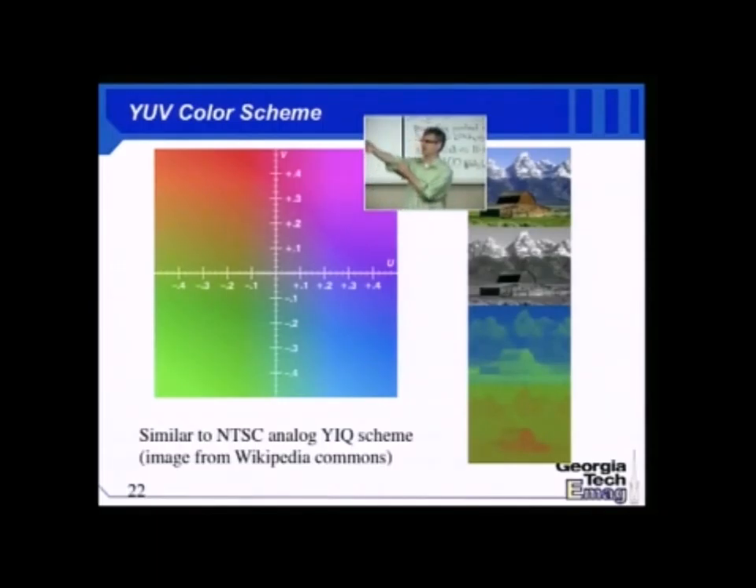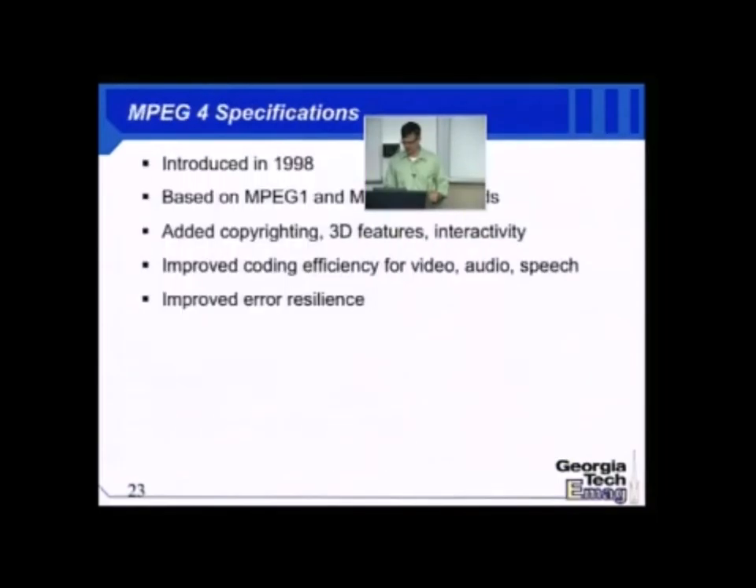And there's a conversion scheme for partitioning the images in this manner. There's a way to convert RGB to these chromas. A fairly straight linear formula. So MPEG-4 came along.